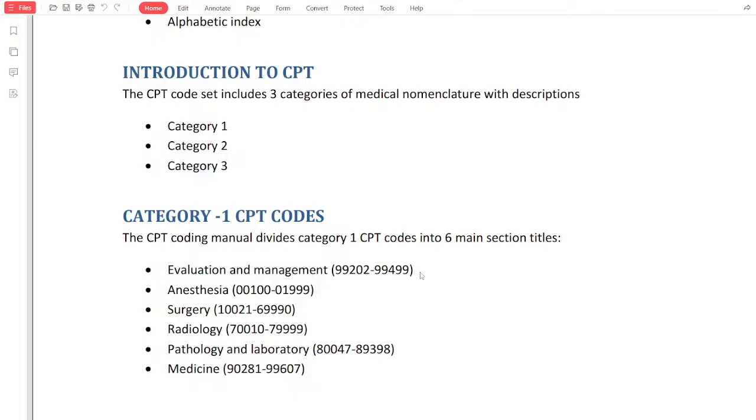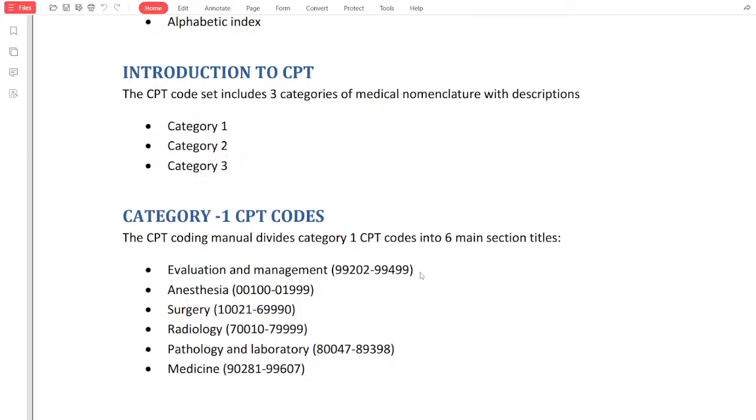Next is radiology. Radiology contains 70010 to 79999. Clear? Mostly radiology section codes relate to CT and ultrasound guidance. Diagnostic types of services are included in radiology. The surgery section contains surgery-related things, appendectomy, cesarean delivery, etc.